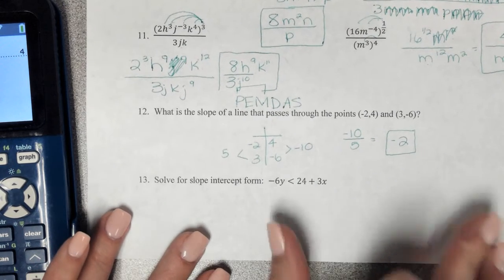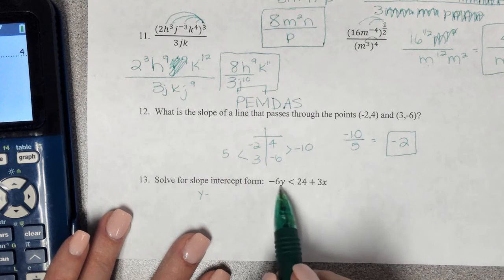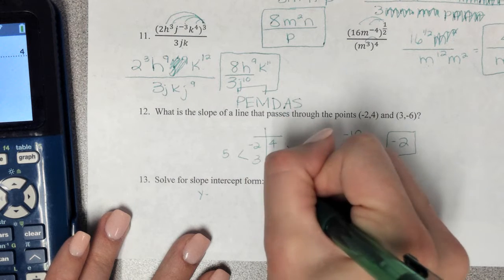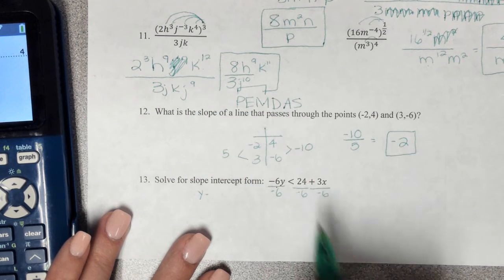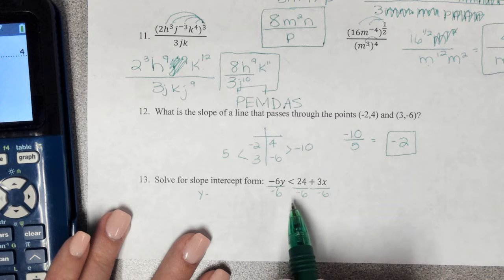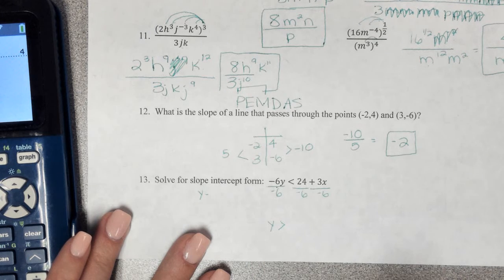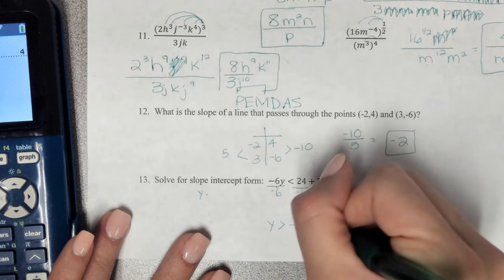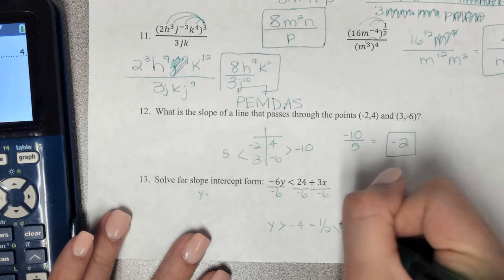Solve for slope-intercept form. This means get your y by itself. The y is almost by itself. There's nothing to move. To get rid of this -6, you divide by -6. When you divide by a negative, you have to remember to flip that inequality. So 24 divided by -6 is a -4. This is a positive and a negative, so I know it's going to be a negative. And 3 divided by 6 is 1/2 x.